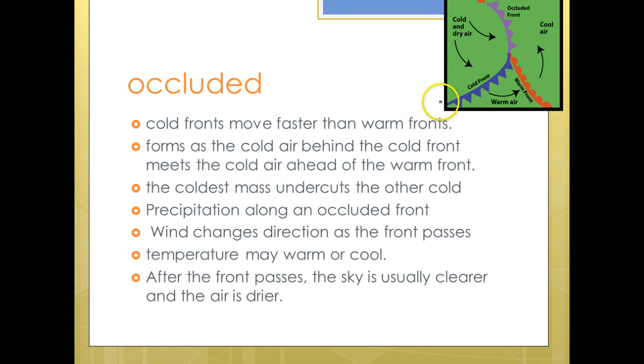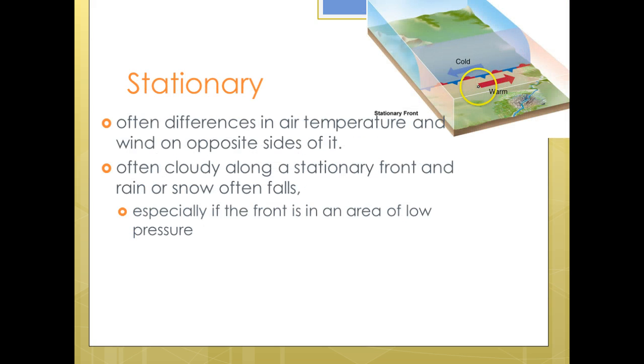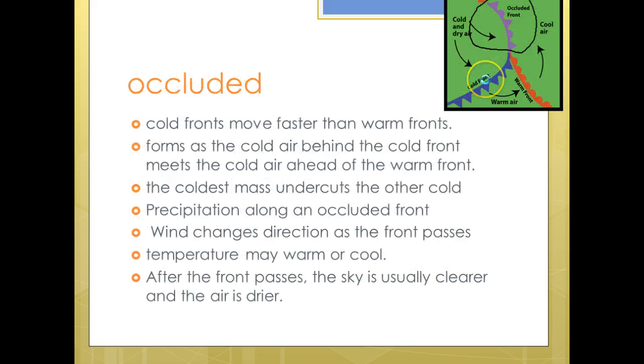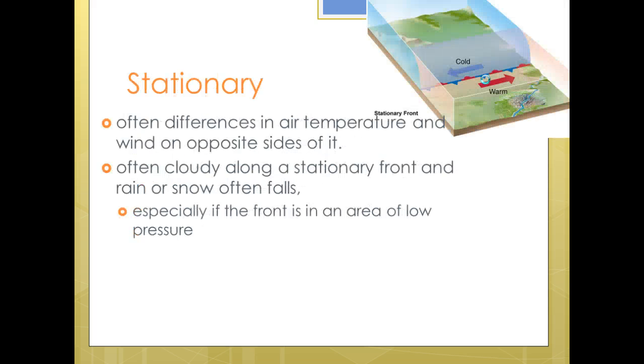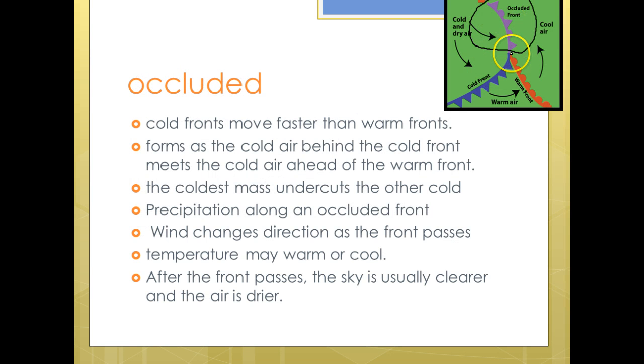So let's look at this monster, the occluded front, and the symbol is in purple, which I like because I like purple. But take a look at the difference. See the occluded front, it has both the triangle and the semicircle. Take a look back at the stationary front, it has the triangle and the semicircle. But what do you notice about them? Here they're going in the same direction and they're purple. So that's one huge giveaway.